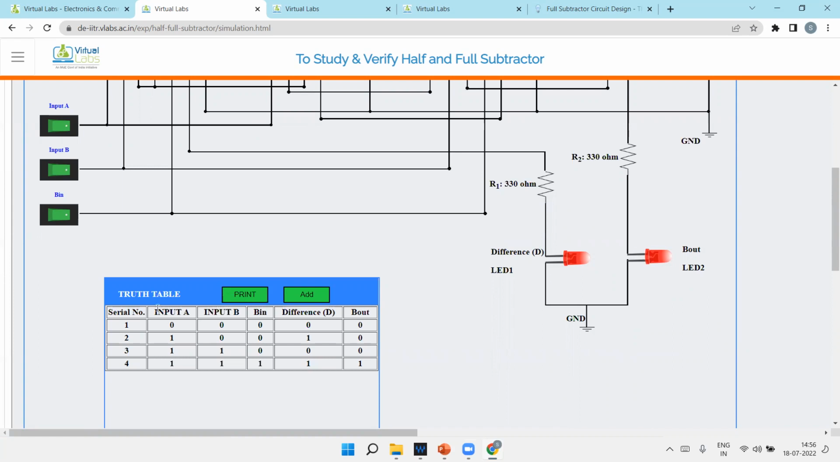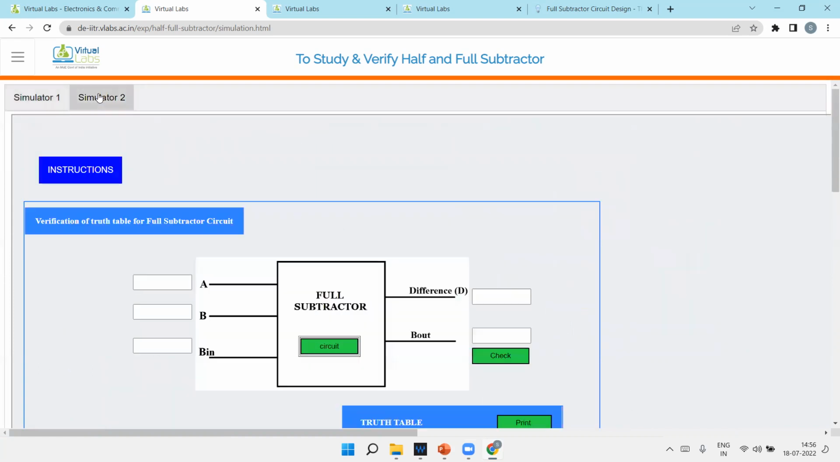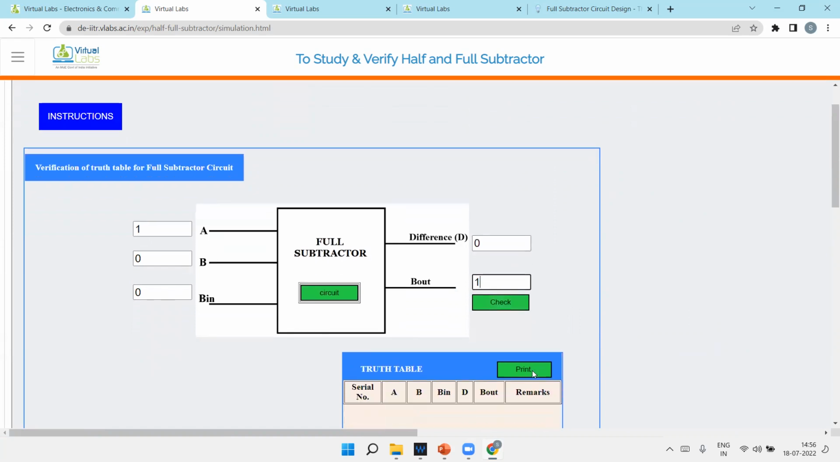In this way, you can take all eight combinations. This is again the same fun part, where you can check yourself. Suppose I give a wrong answer, randomly typing here. Check. It's incorrect, because for 1 minus 0 the difference is 1, so it should be 1 here, and there should be no borrow. Check. It's correct now.